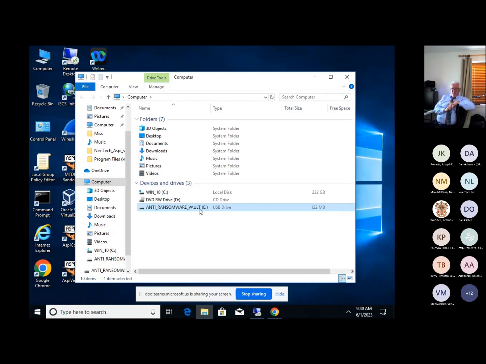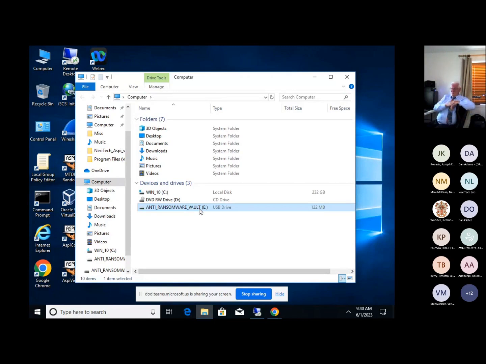It doesn't have to be a USB drive either. It could be any type of storage device. It could be an NVMe SSD, a SATA drive, or a SAS drive. It could be any of those. So it's not limited to being a USB device.